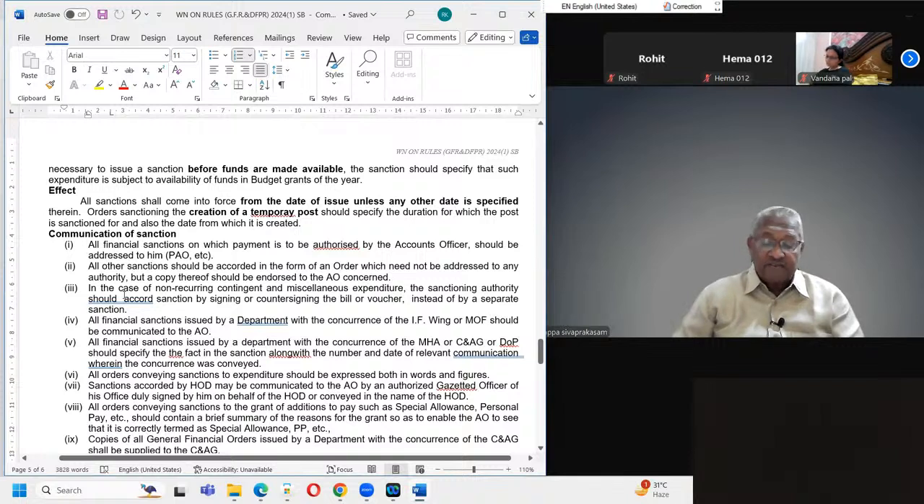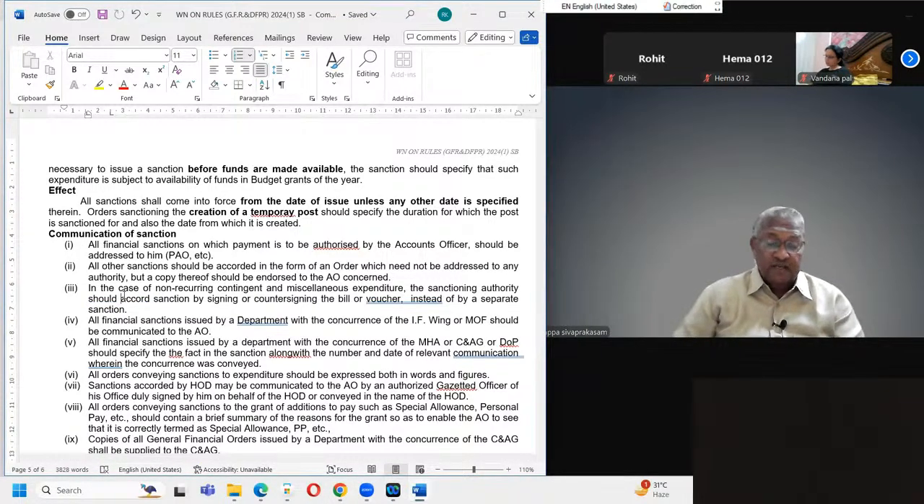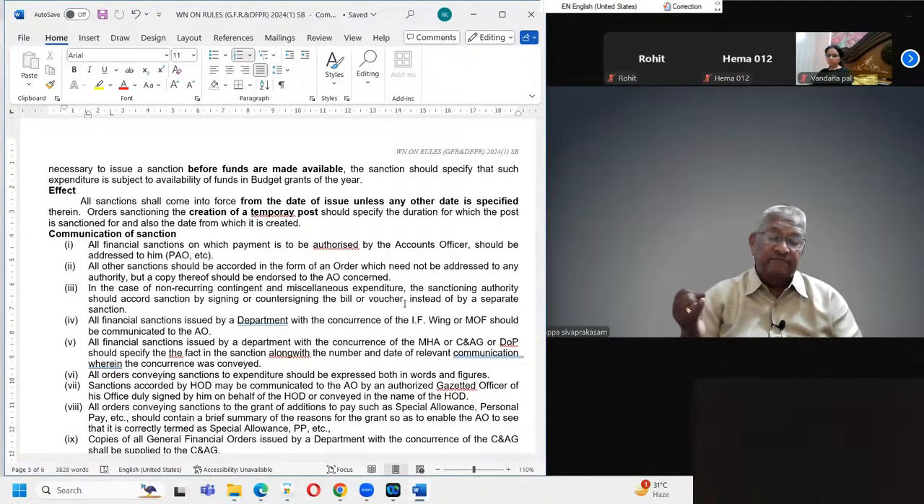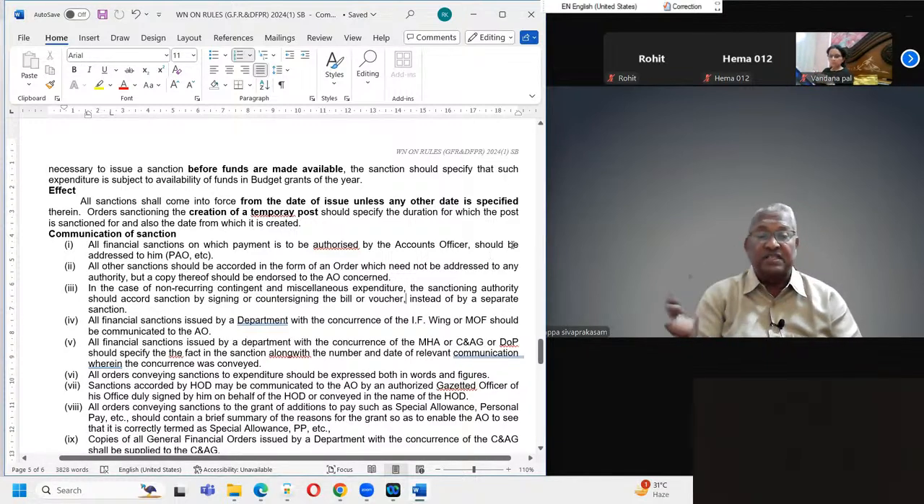All orders conveying sanctions to expenditure should be expressed both in figures and words. Any financial instrument, let it be a check, let it be a demand draft, let it be a promissory note, let it be sanctions, whatever it is, फाइनेंस संबंधित कोई भी ऑर्डर आप लिखेंगे उसमें इन फिगर्स एंड वर्ड्स ये लिखना बहुत जरूरी है.